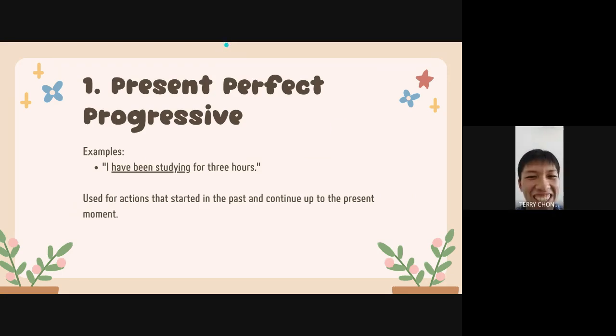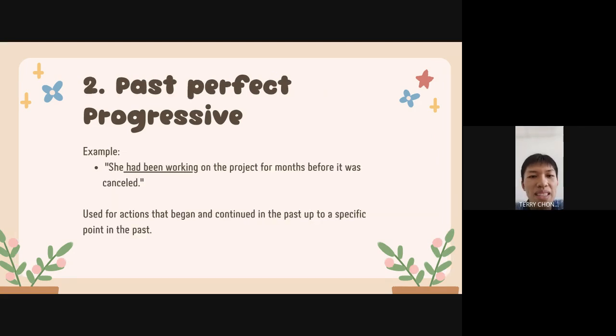Okay, so there are a few types of perfect progressive tenses. So the first one is present perfect progressive. The example sentence is I have been studying for 3 hours. Have been studying. So it is used for actions that started in the past and continue up to the present moment. Second, past perfect progressive. The example is she had been working on the project for months before it was cancelled. Had been working. It is used for actions that began and continue in the past up to a specific point in the past.